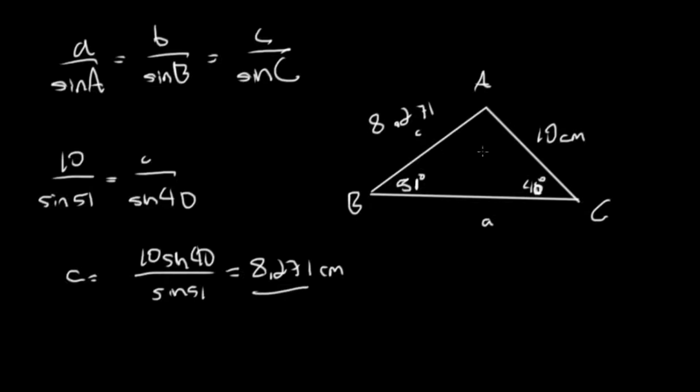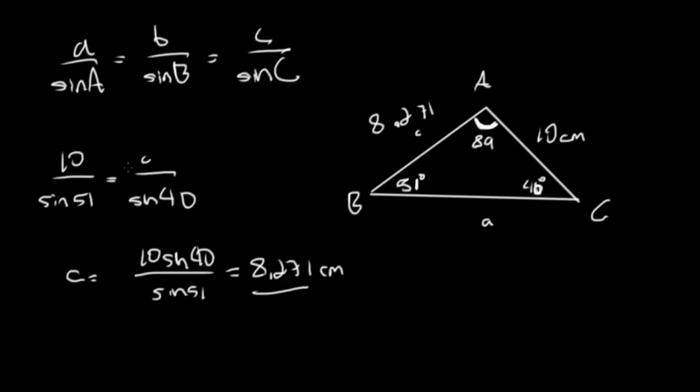How can we get this side? Let's go ahead and just use the triangle sum theorem. The sum of the angles of a triangle will sum to 180 in a Euclidean geometry. So 180 minus 51 minus 40 is 89. So this is 89. Very close to a right triangle, but not a right triangle.